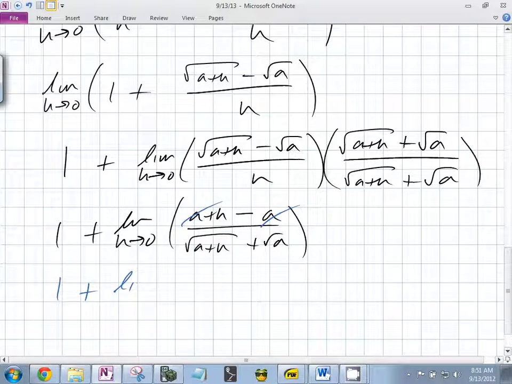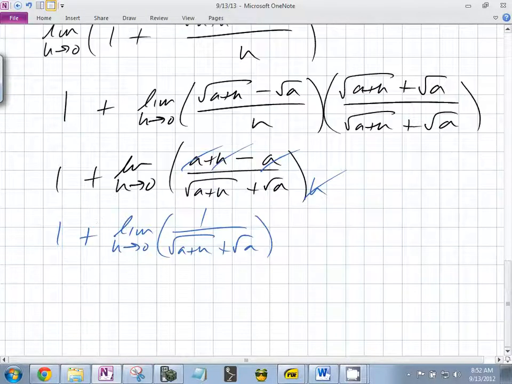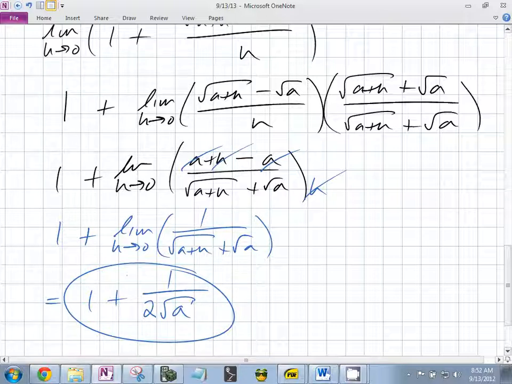there's another h in the middle? Oh yes, and there's an h down there. Thank you. So you end up with, oh, and then, so that cancels too? Excellent. So you end up with the limit as h goes to 0 of 1 over the square root of a plus h plus root a. So what's that going to be? 1 plus 1 over what? 2 root a. You end up with 2 root a's right there. You end up with a plus 0 is a.